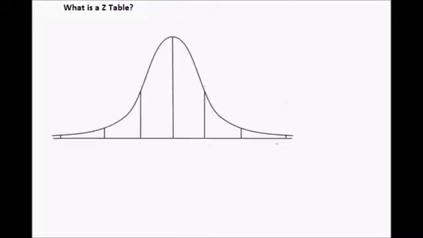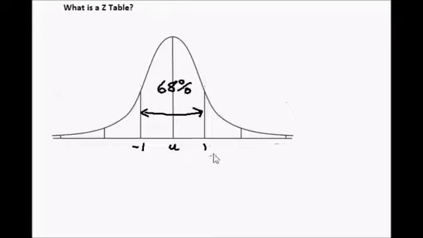In this video I'm going to show you what a z-table is. I'm going to start by building a very simple z-table from a bell curve. A z-table tells you the area underneath a bell curve. Now on a standard normal distribution, this center area from one standard deviation above to one standard deviation below the mean, this is 68% of the data in a normal distribution.